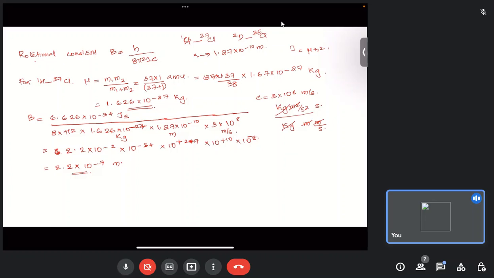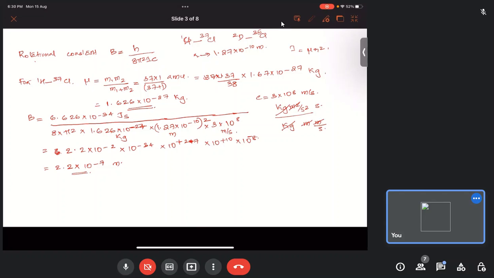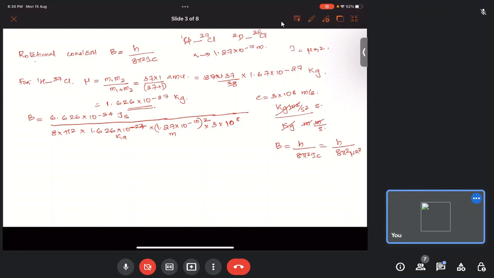Okay, I made a mistake here by not putting a square for this particular one, which makes our calculations wrong. We should have squared. So our B is equal to h by 8 pi square IC. I can be written as mu r square, so it is 8 pi square mu r square C.